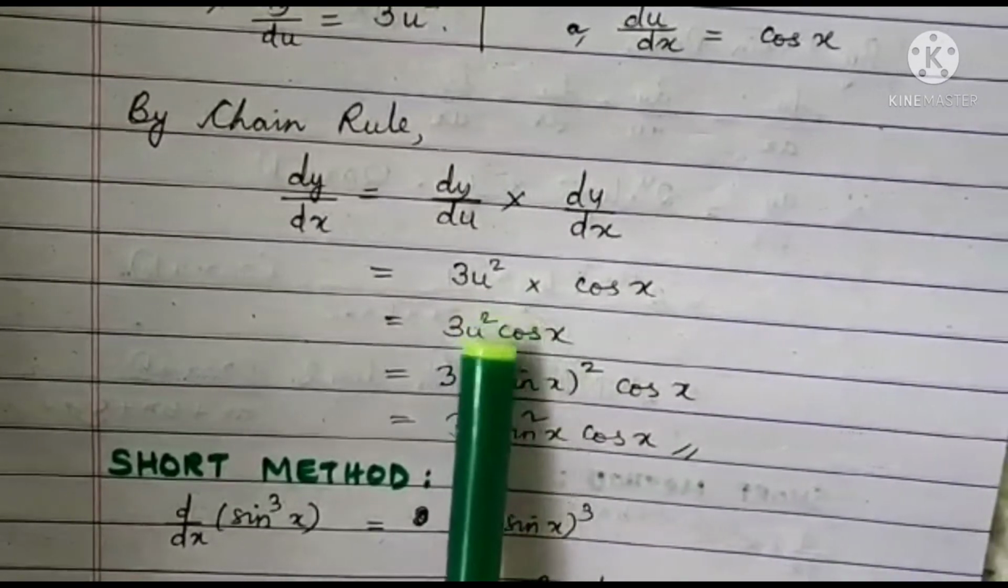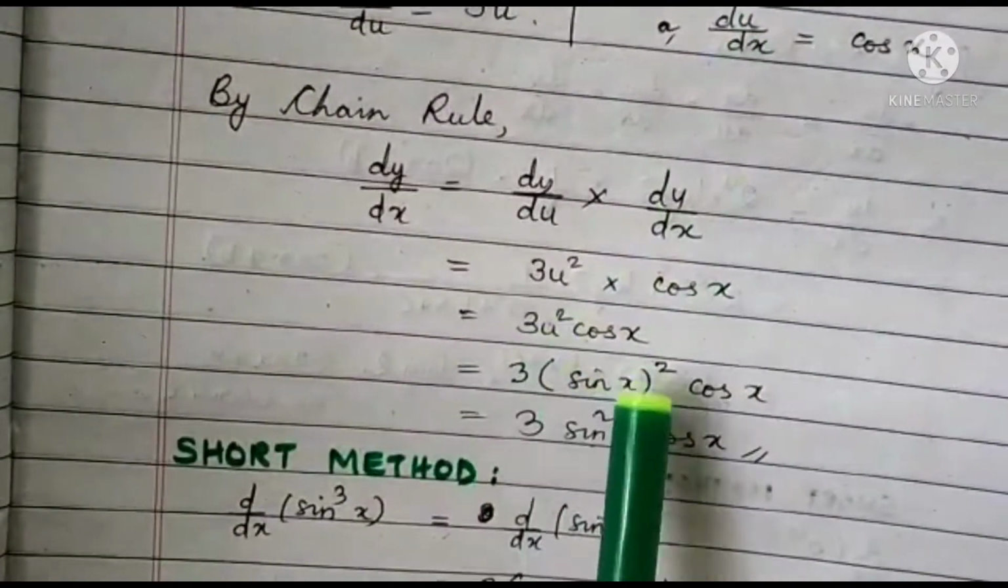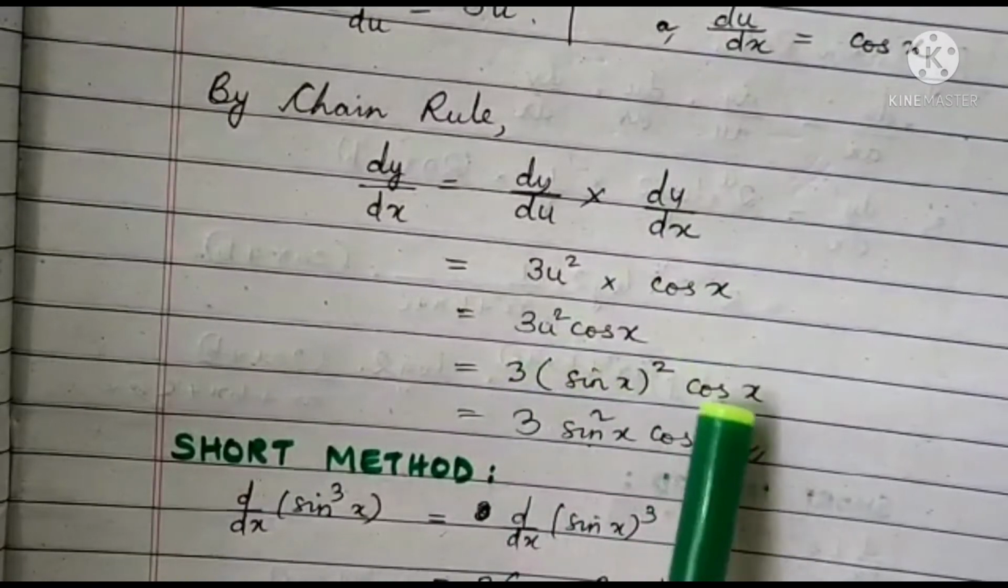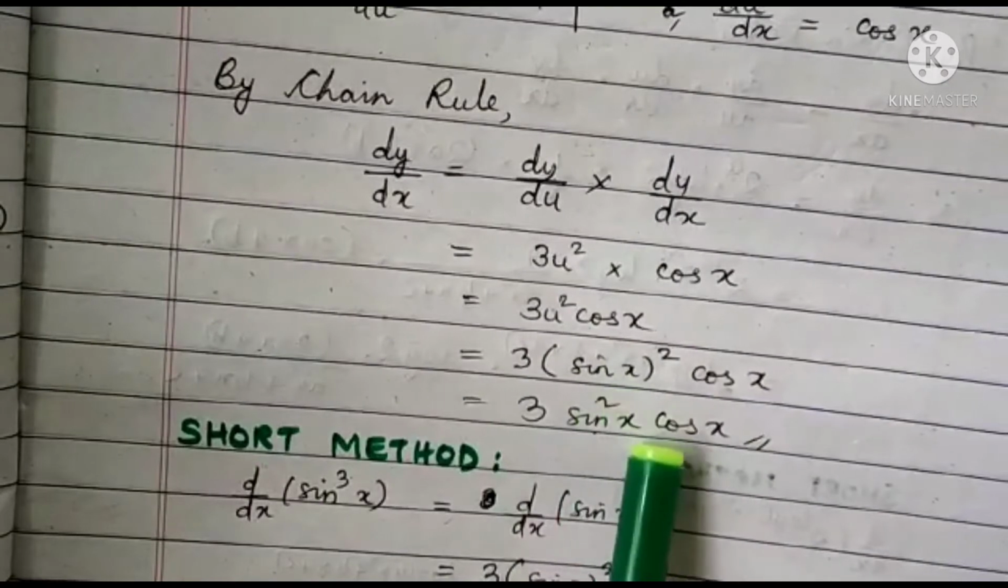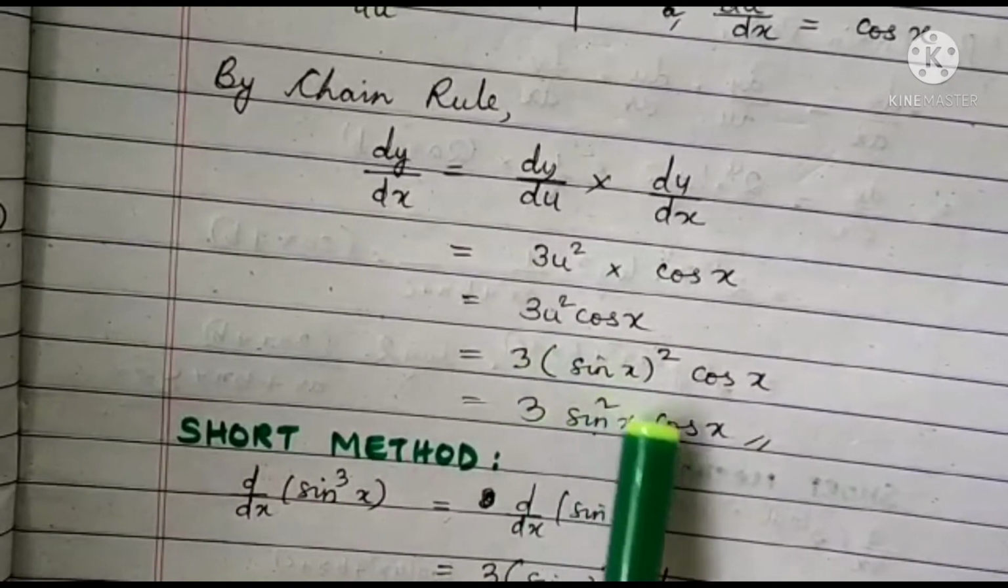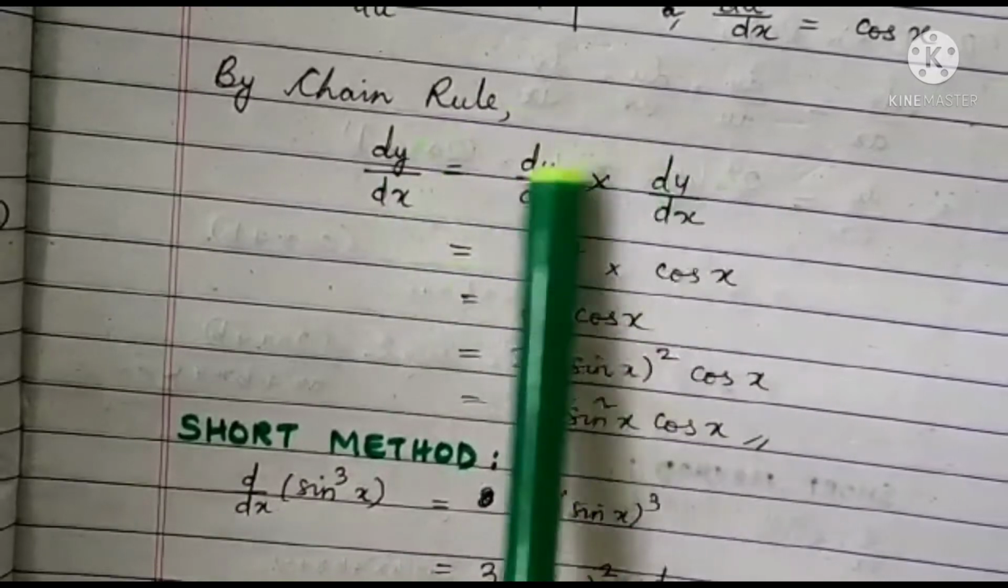So replace this u by the value that you have put. What is u? u is sin x. So instead of u, you write sin x. So 3 (sin x) whole square cos x. Simple. Now (sin x) whole square could be written as sin square x. So it is 3 sin square x cos x. Got that? So this is how we use the chain rule.